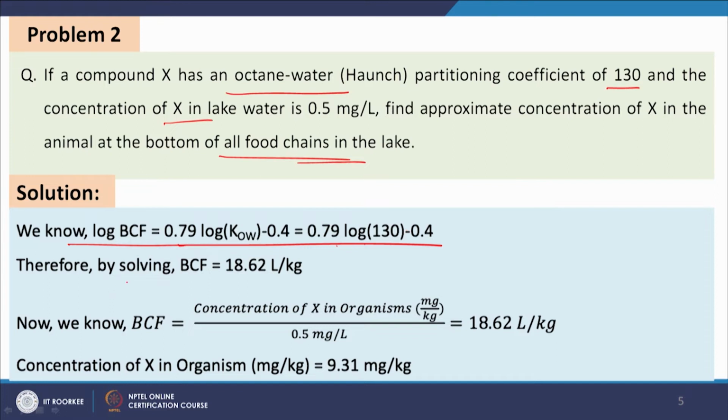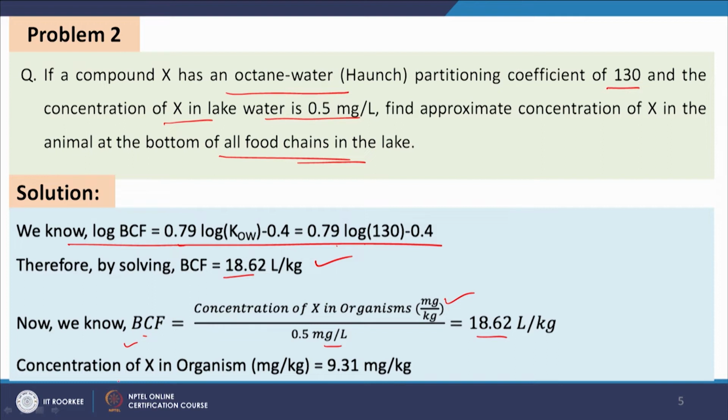So, bioconcentration factor in this case we are getting 18.62 liter per kg. So, by this formula we are getting bioconcentration factor 18.62 liter per kg, and by the definition of bioconcentration factor, we get concentration of X in organisms in mg per kg divided by the concentration of the pollutant in the lake water, that is 0.5 mg per liter. So, this equals the BCF, and this BCF value we are getting 18.62. So, we will put this value here, and by solving this expression we will get the value of X.